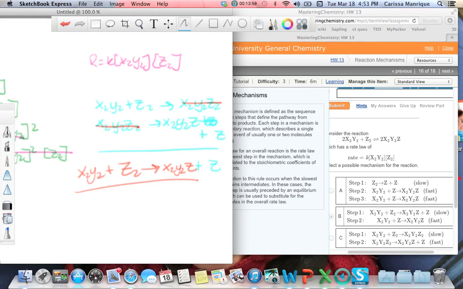Again, do you see here that X2, Y2 is different than X2, Y2, Z, because this one has a Z in it, and this one does not. Anyway, you cancel everything out, see what's left. All right, and once you do that, you see that B is the only one that matches everything.